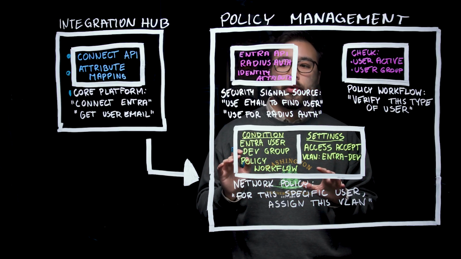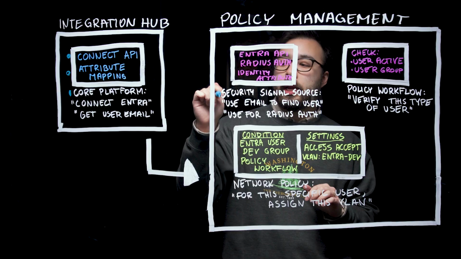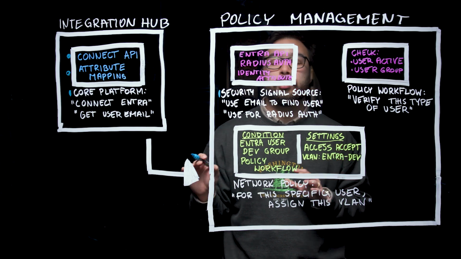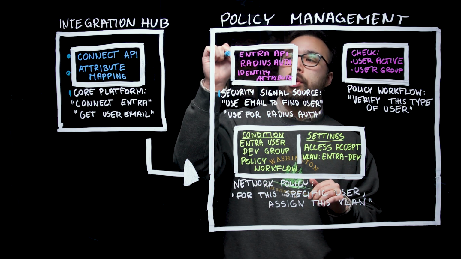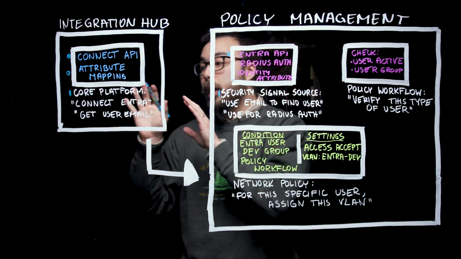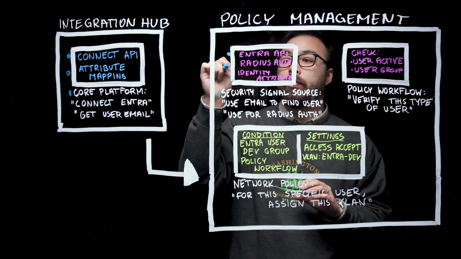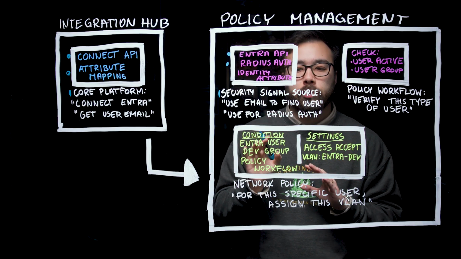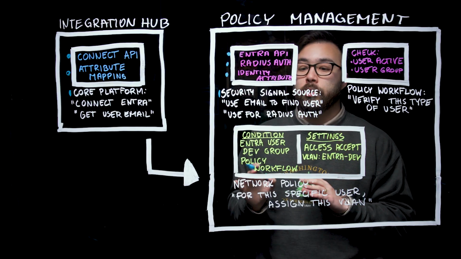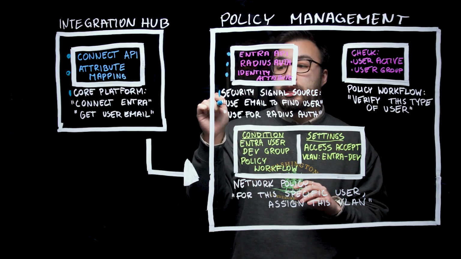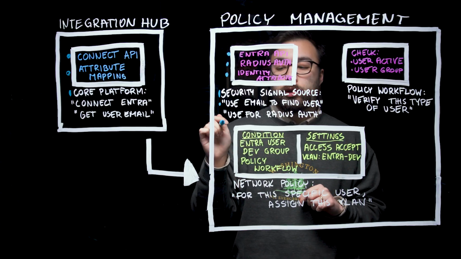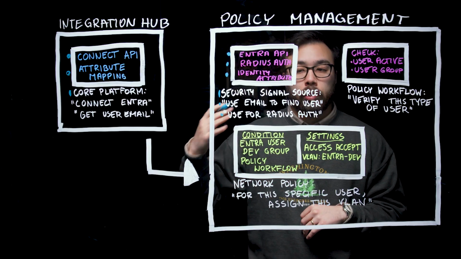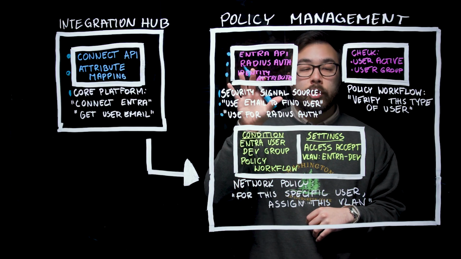And the first thing that we're gonna do in the policy management section is create a security signal source. So what the security signal source is going to do is it's going to say, hey, we're going to use the Entra API that we set up in the core platform, use it for radius authentication, and use this specific attribute to identify the user or device. So in this case, we're going to use email to find the user, and then we're going to use this for radius authentication. So every time a user does a radius auth request, it's going to call on this.